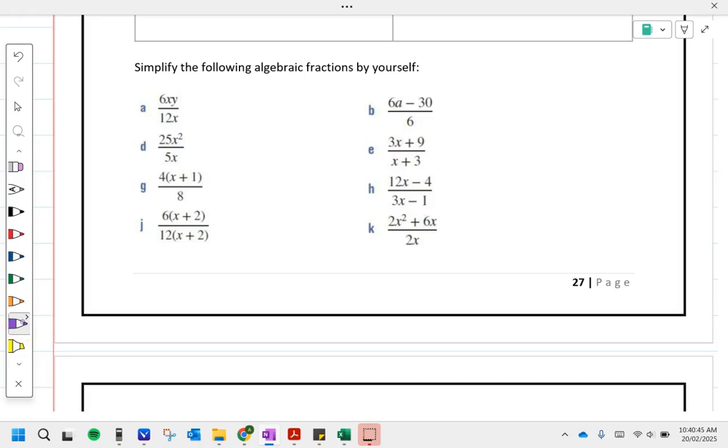Okay. So here we can see straight away the x's cancel. 6 and 12 both divisible by 6. That becomes 1. That becomes 2. So you have 1y over 2 or just y over 2.